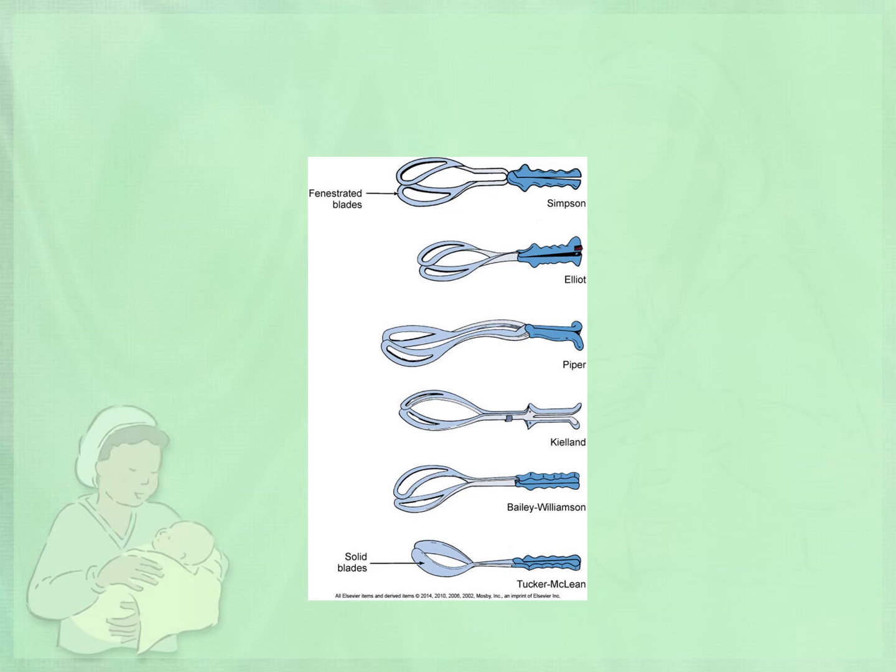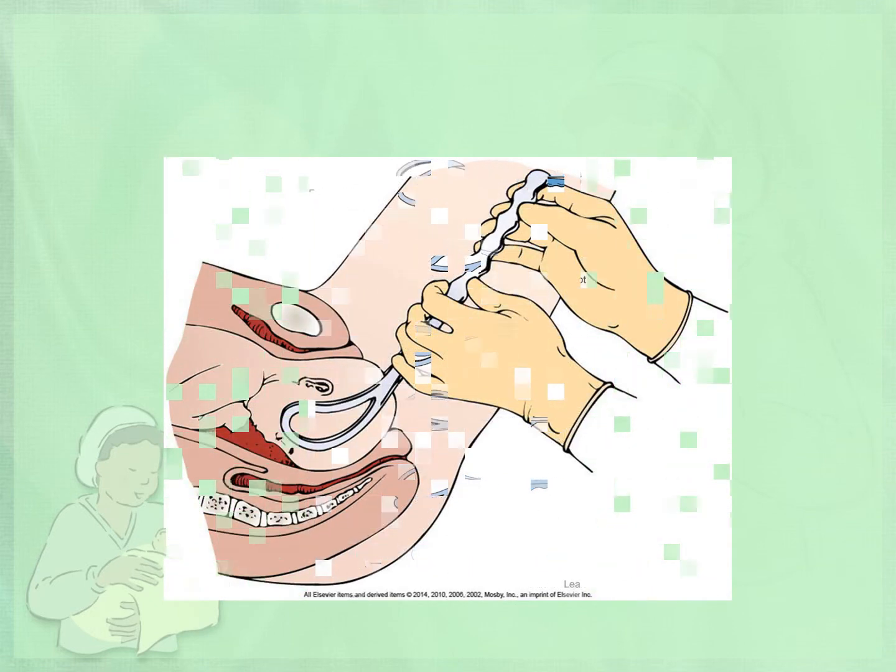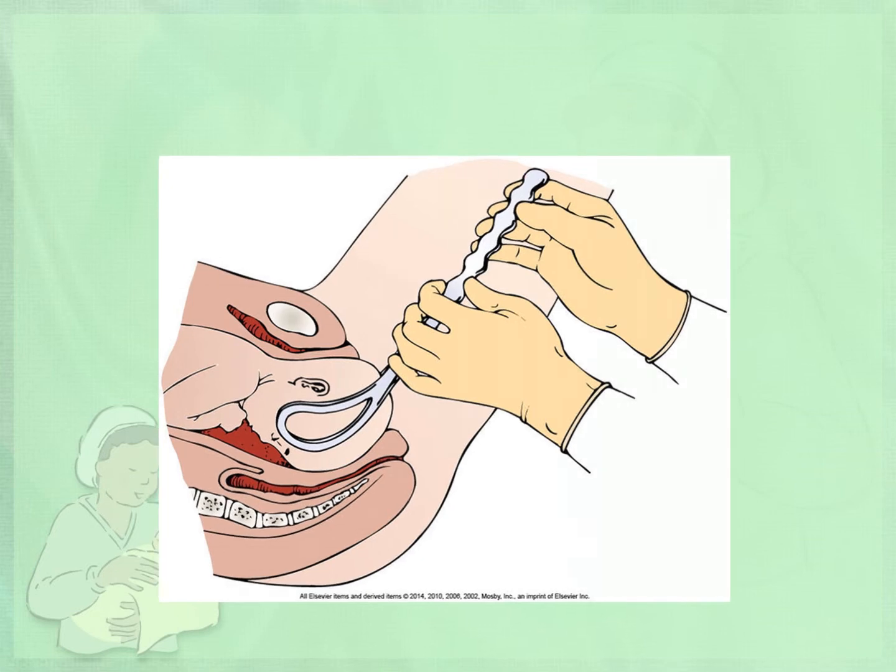In this slide, you see the different types of forceps you can use in a vaginal delivery. In this one, you see the actual application of the forceps to the fetal head to assist in the delivery.